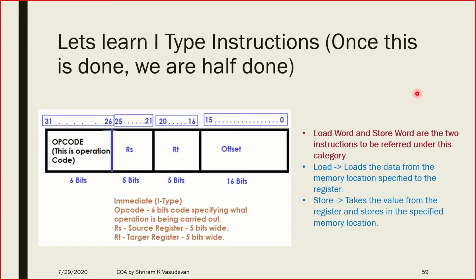We are now getting into the I-type instructions. It's time for us to learn I-type instructions. What is it? Very simple, immediate type instruction. What do we mean by immediate type? Whenever the data becomes part of the instruction itself, we call it an immediate instruction. This is what we taught you in the previous semester as well, and it remains consistent. We do not have any change there.